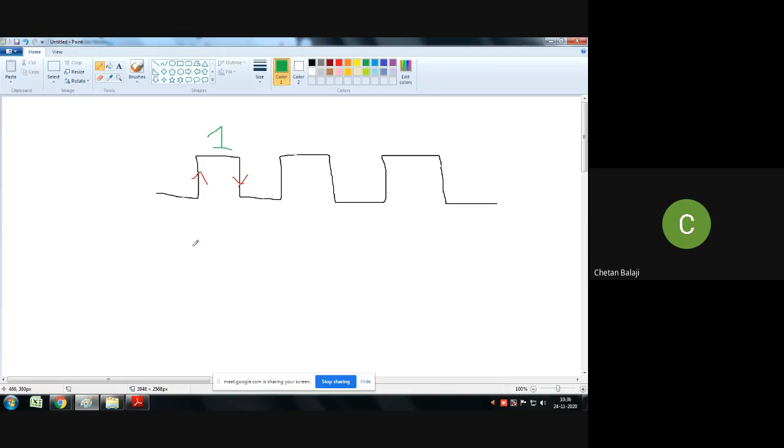That is 1. This point is 0 to 1. This point is 1 to 0. This is called positive triggering. This is called negative triggering. This is called level triggering.